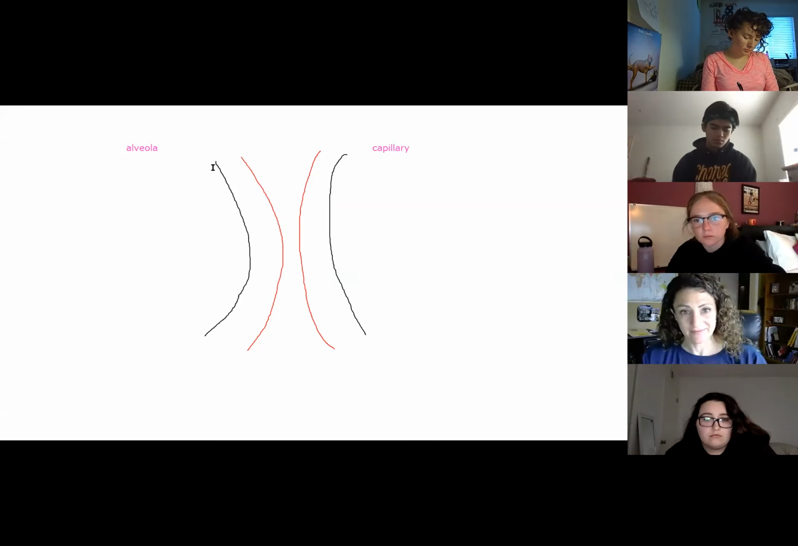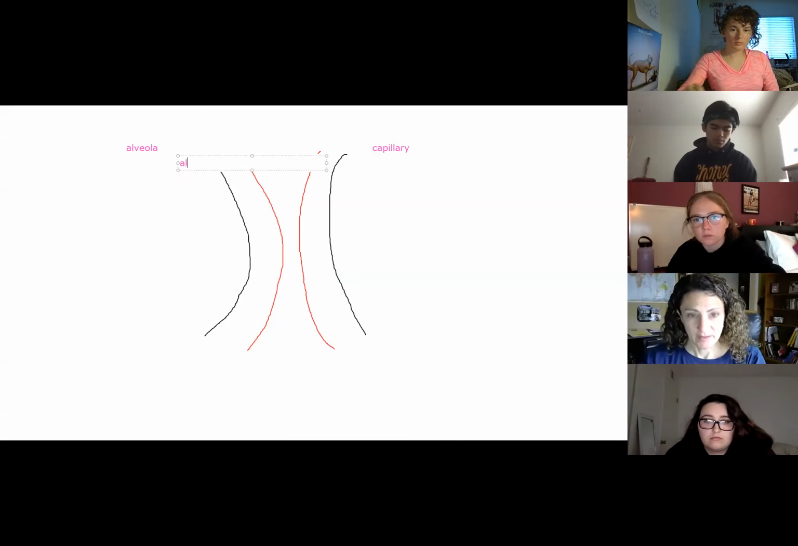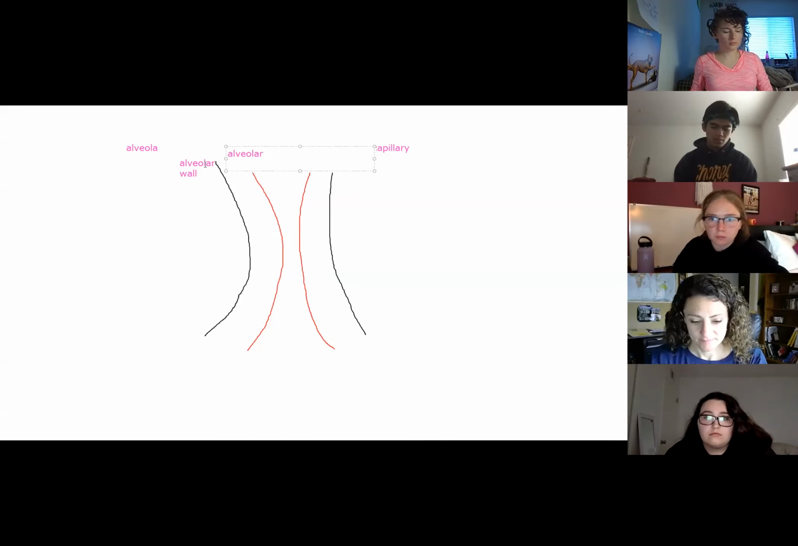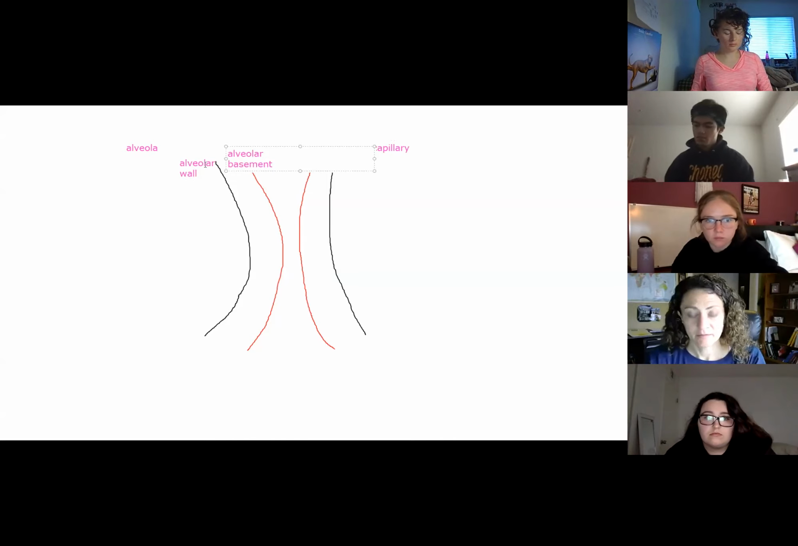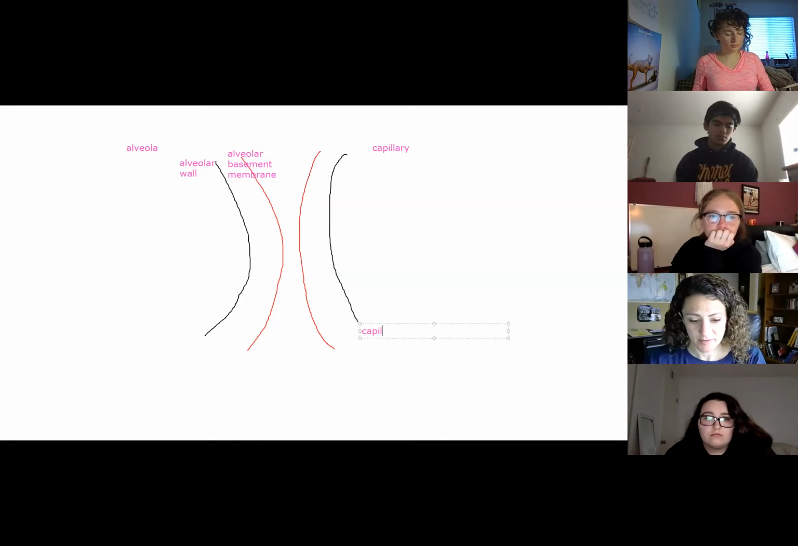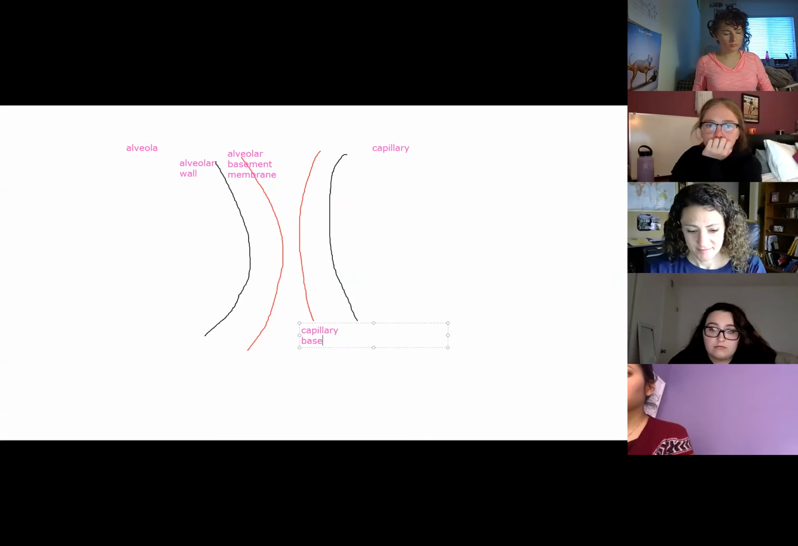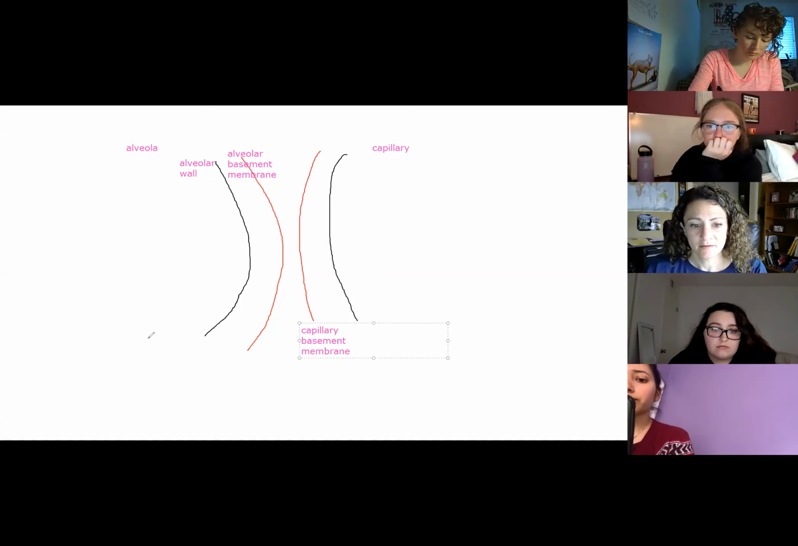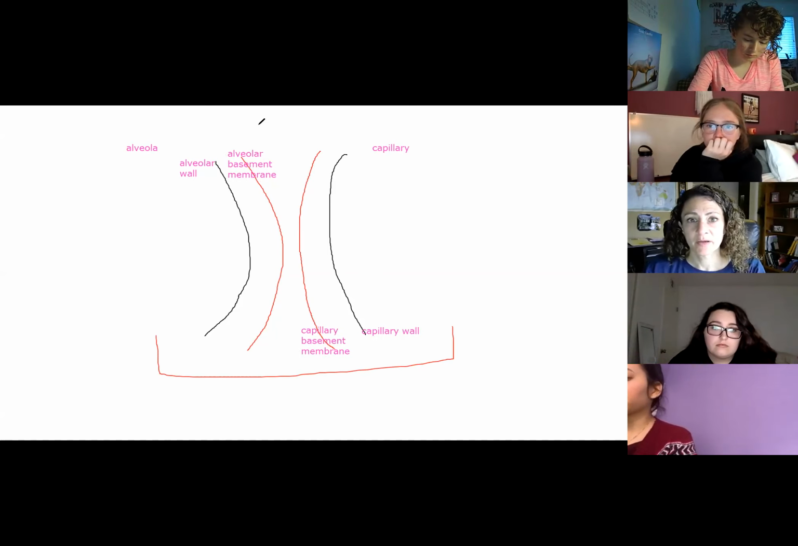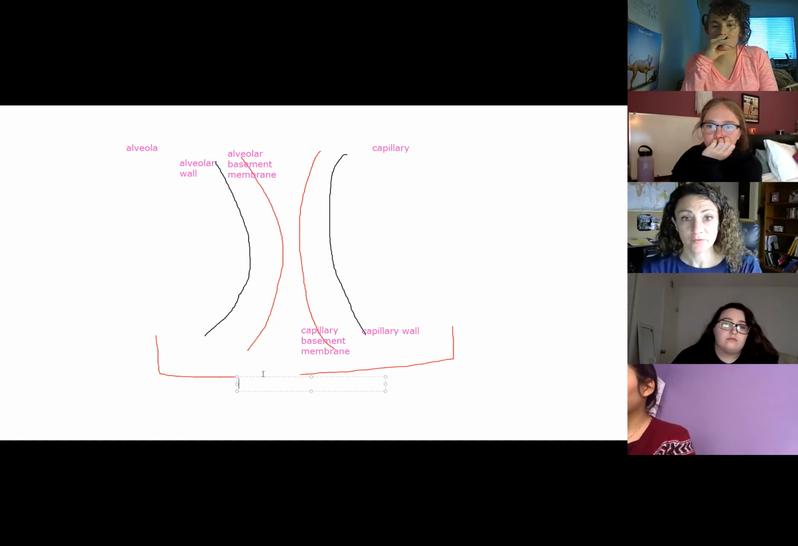The wall is on the inside, so this would be the alveolar wall, and then the membrane is on the outside. So this one would be the alveolar basement membrane. Might as well go ahead and label these capillary wall. So all of those things together make up the respiratory membrane, which is what the gases have to diffuse across.